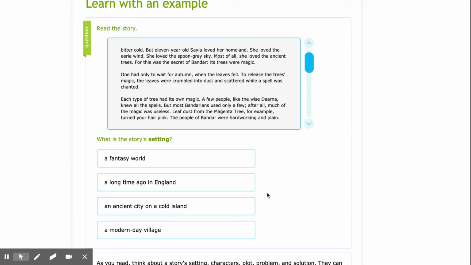Let's see here. Which would make the most sense to be our story's setting, where the story takes place? Does it take place in a fantasy world? A long time ago in England? In an ancient city on a cold day? Or in a modern-day village? Well, I have a big clue here. I see that she's from Bandar, and I see that the trees are magic. I know that a place that contains magical trees is probably most likely going to be a fantasy world.